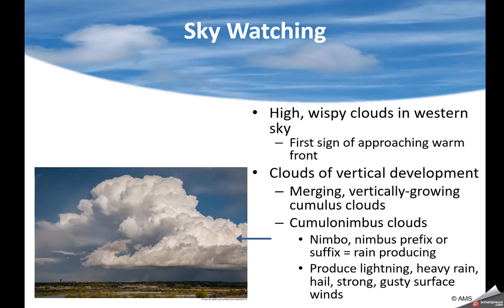So when you're looking at the sky, sometimes it's interesting to see how cumulonimbus clouds form. Nimbo literally means rain. It can be a prefix. Nimbostratus is rain producing, or cumulonimbus would be a thunderstorm with cumulus clouds producing precipitation.